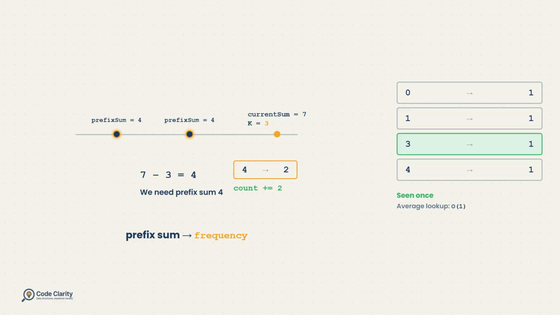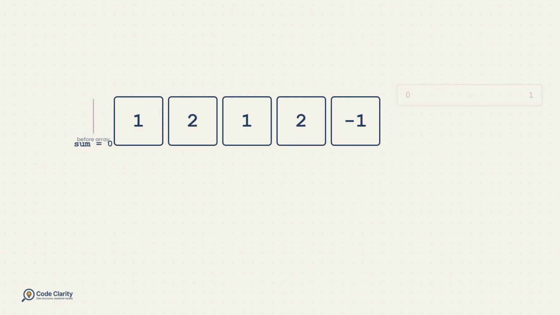There's one more detail before we run the complete algorithm. Before processing anything, our running sum is 0. Think of this as an empty prefix we've already seen once. So we start the map with 0 mapped to 1. Now if our running sum becomes 3, 3 minus 3 is 0. We find 0 in the map and correctly count the subarray that starts at the beginning of the array.